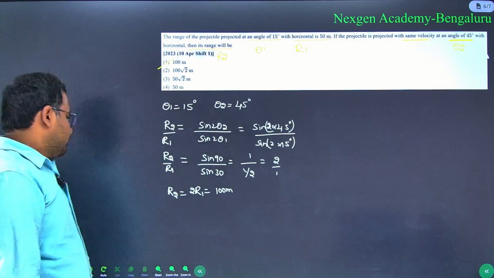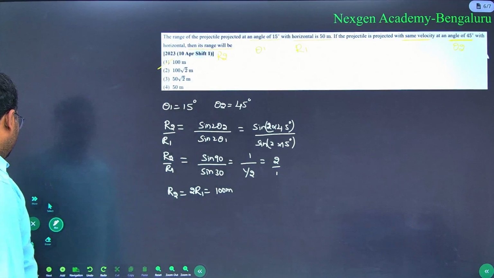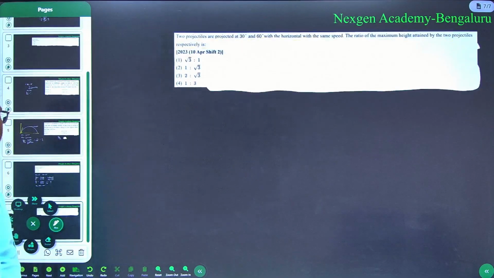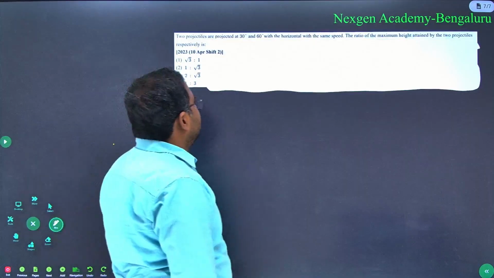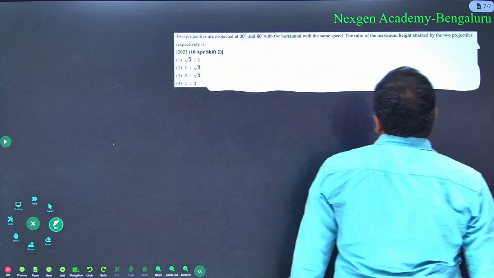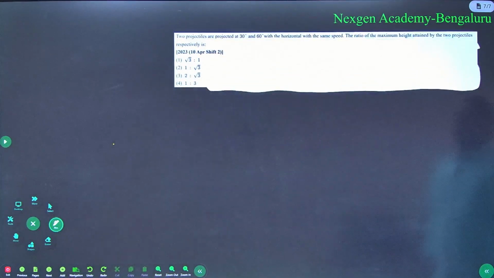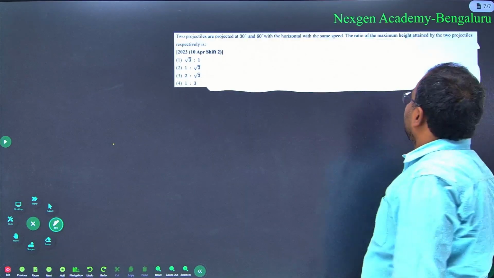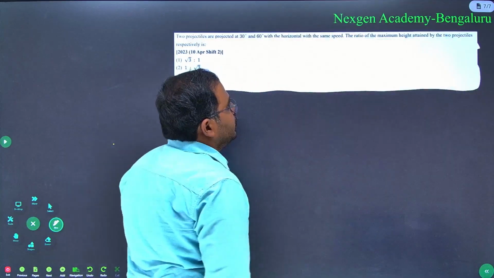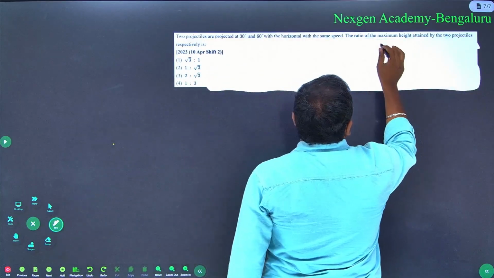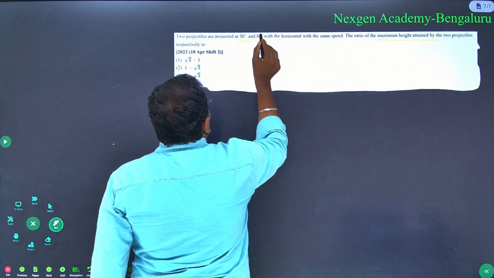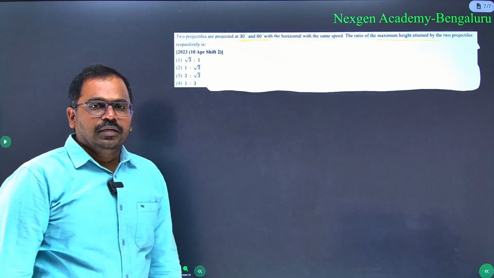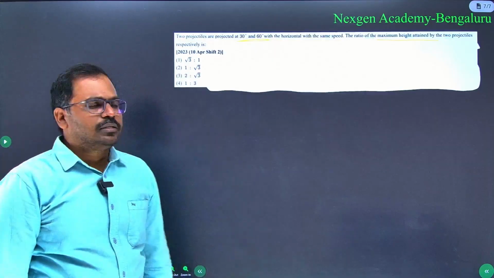Okay, right. Next, we have another question. Look at this. Two projectiles are projected at 30 degrees and 60 degrees with the horizontal with the same speed. The ratio of the maximum height attained by the two projectiles respectively is. So the ratio of the maximum height attained by the two projectiles. One thing you need to understand, 30 and 60 are complementary angles, right?